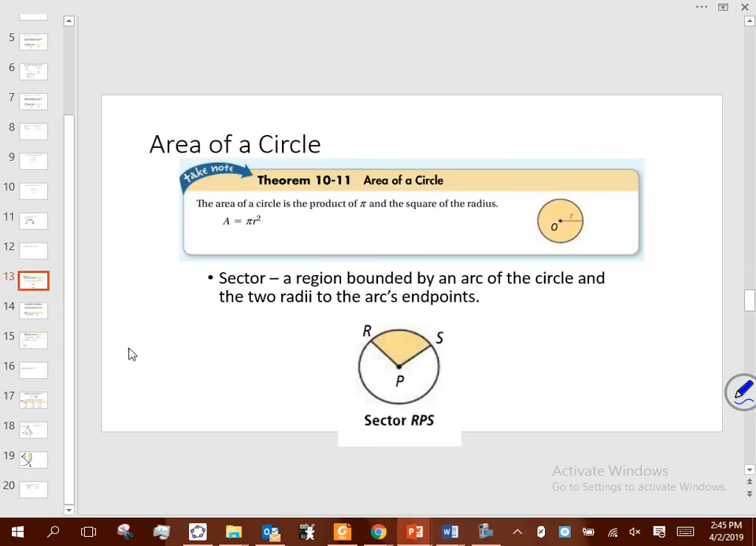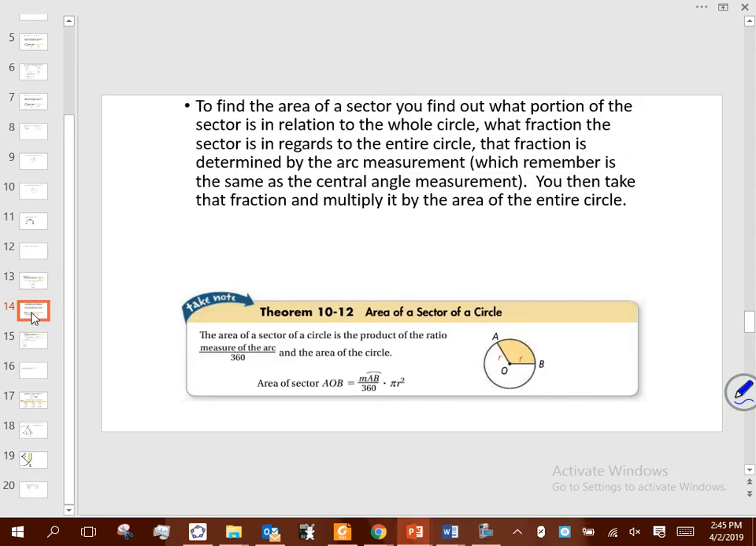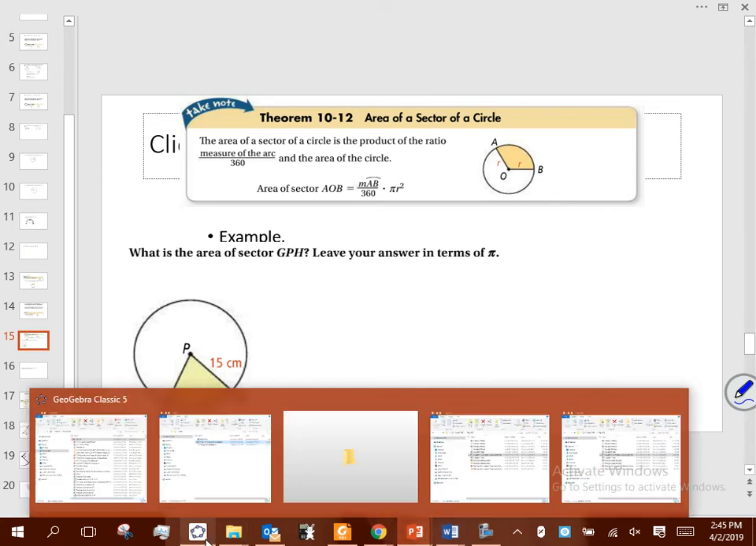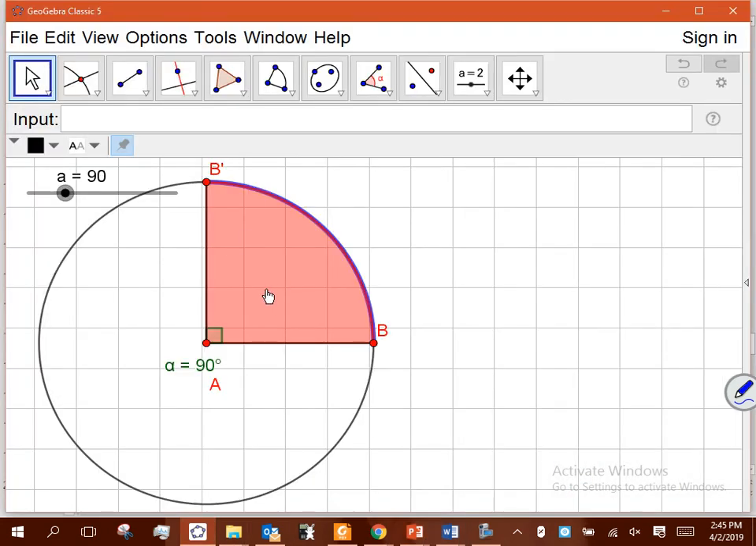Do you have to use the arc length to find the area of the sector? No, you don't have to find that first. They're just two different things they might ask you about. They might ask you sector area, so you don't have to find one particular. No.